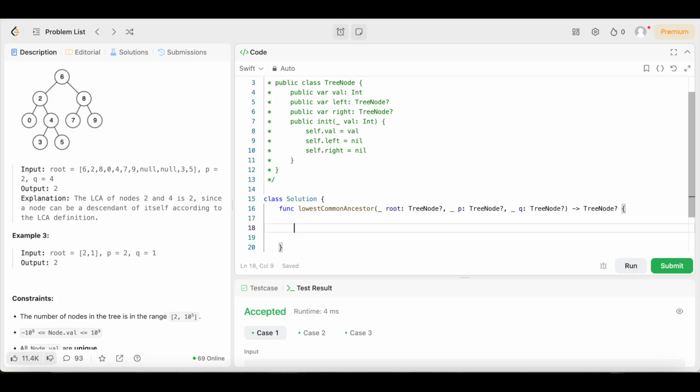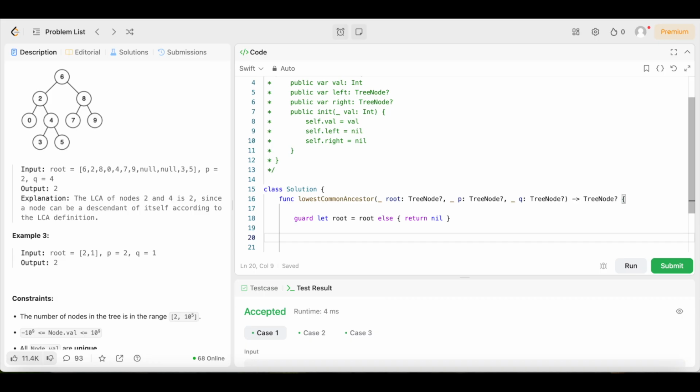So first, we're just going to check to make sure that there is actually a root node, or a node at all. In order to do that, we're going to say guard let root equal root, else, open up the brackets, return nil. And once again, that's just going to make sure that there's a binary tree to even work with.